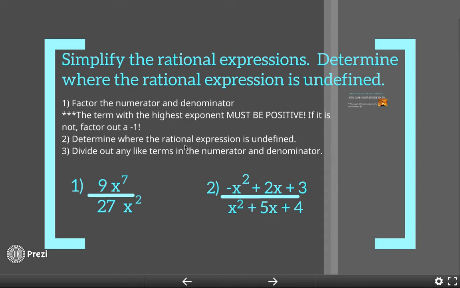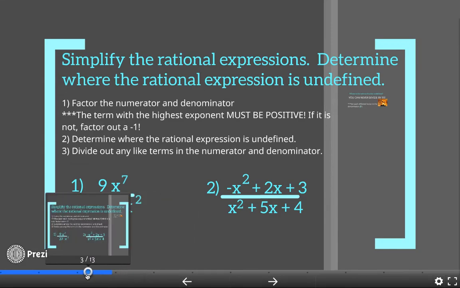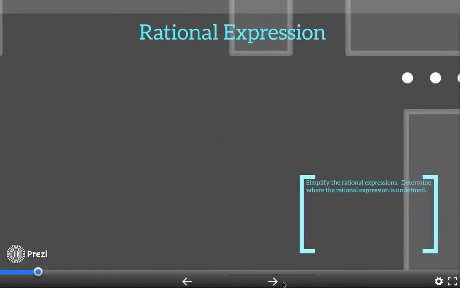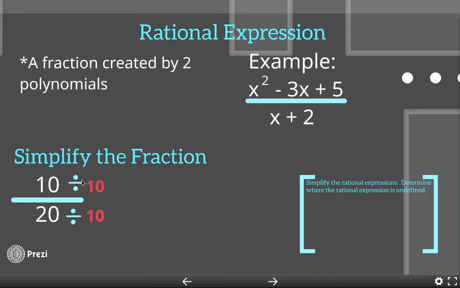We will be determining where the rational expression is undefined by setting all the factors in the denominator not equal to 0 to prevent it from ever being 0. And then after that, like we did in the previous problem, when we simplified this fraction, we will be dividing the fraction by what goes into the numerator and denominator to simplify it down. So that will be the final step.